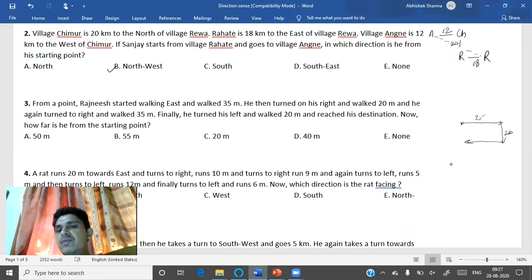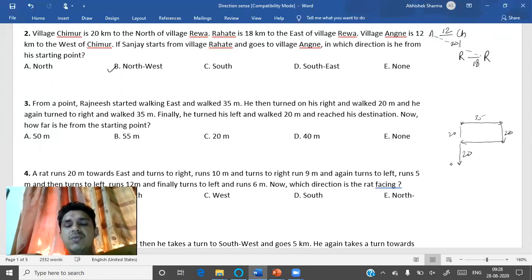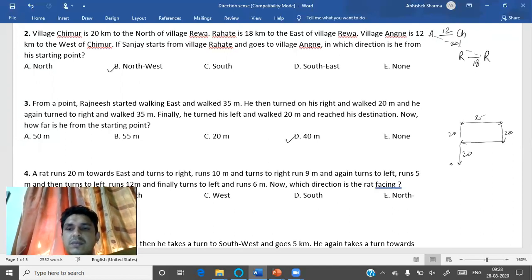He has walked 35 meter. Okay. Finally, he turned his left and walked 20 meter. That means this can be the situation, 20 meter, and reached his destination. How far is he from the starting position? So if we check from the starting position, how far is he? This distance is 20 meter, and the distance from the point where he has started and the point where he has reached, that will be 20 plus 20, that is 40 meter, right? So this is the basic thing that we have to do in the direction sense, right?